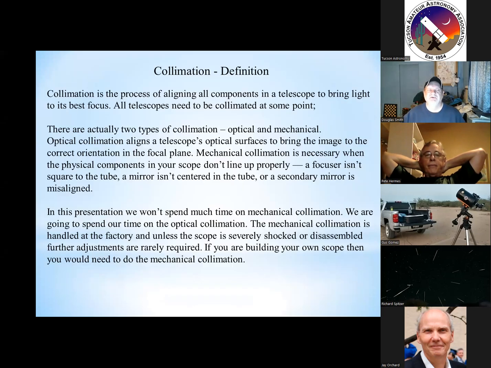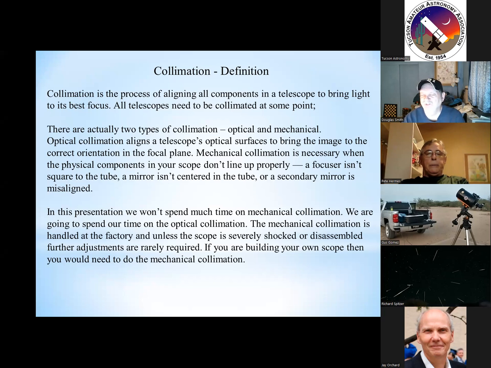Okay, so what is collimation? Well, the definition of collimation, right out of Wikipedia, is the process of aligning all the components in a telescope to bring the light to best focus. Every telescope needs to be collimated at some point.